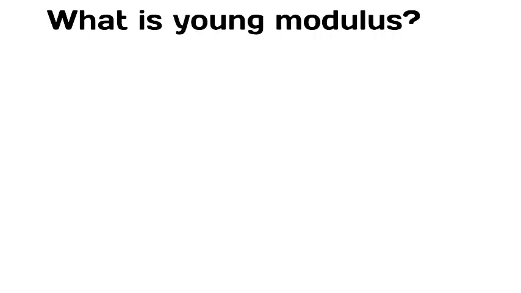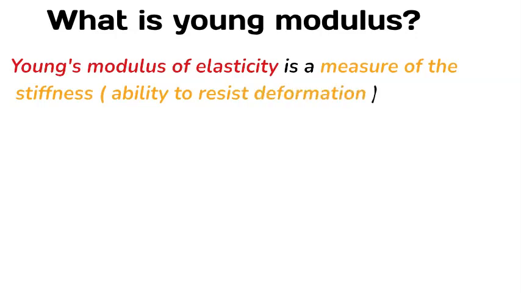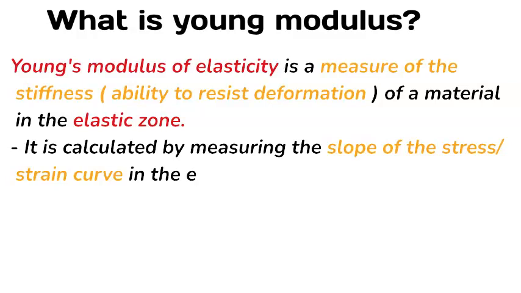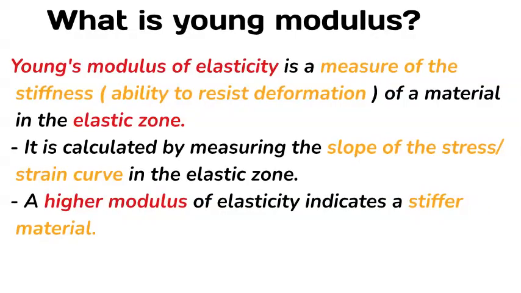What is Young modulus? Young modulus of elasticity is a measure of the stiffness, the ability to resist deformation of a material in the elastic zone. It is calculated by measuring the slope of the stress strain curve in the elastic zone. A higher modulus of elasticity indicates a stiffer material.